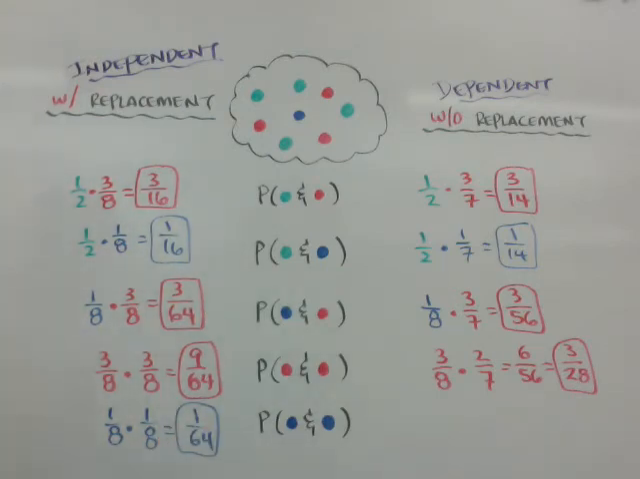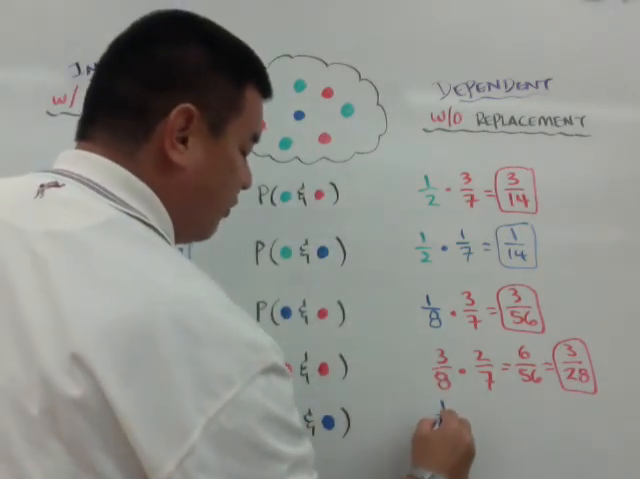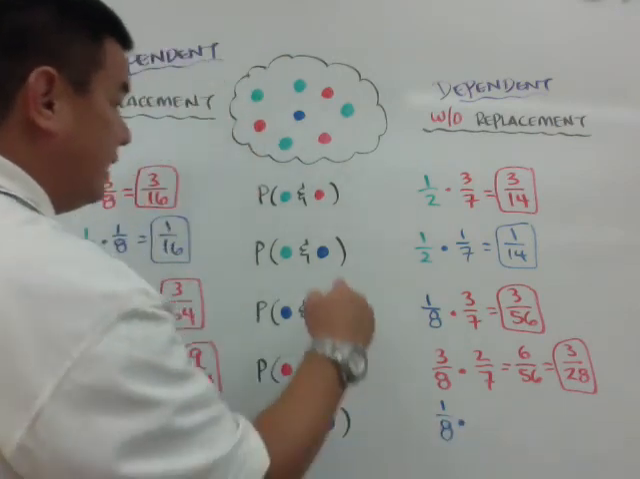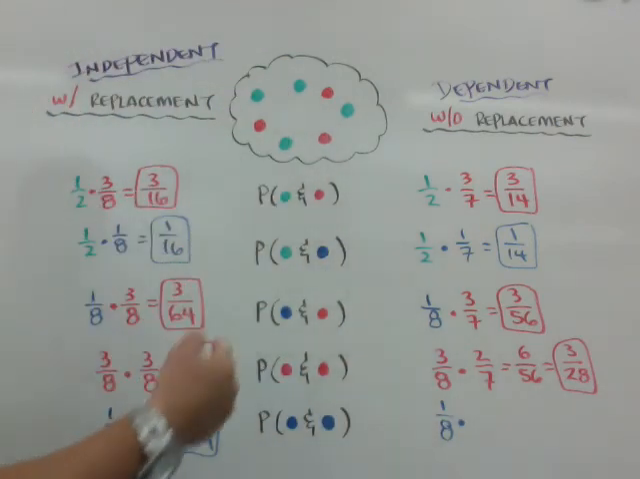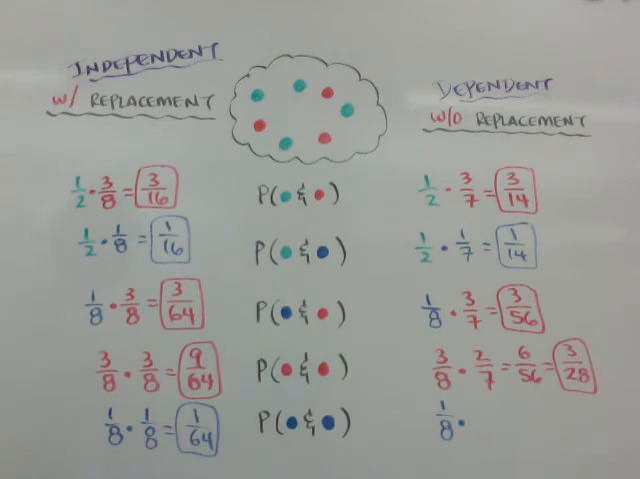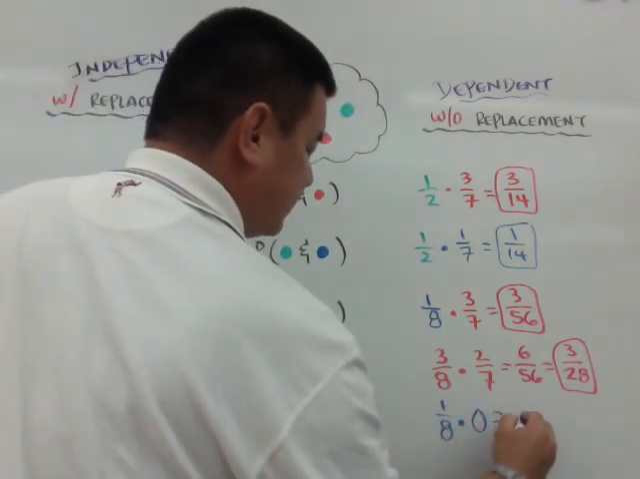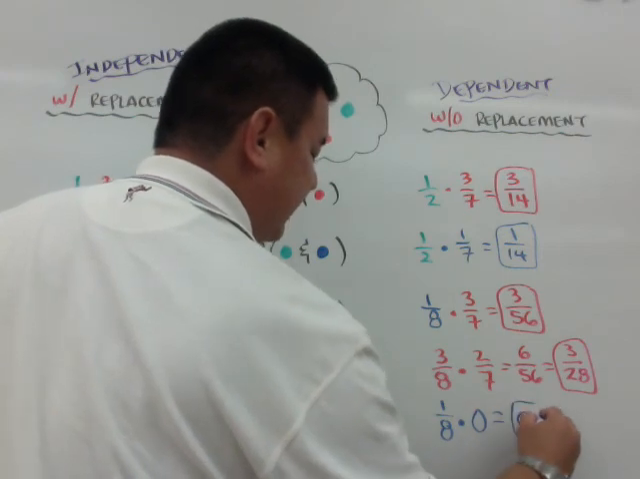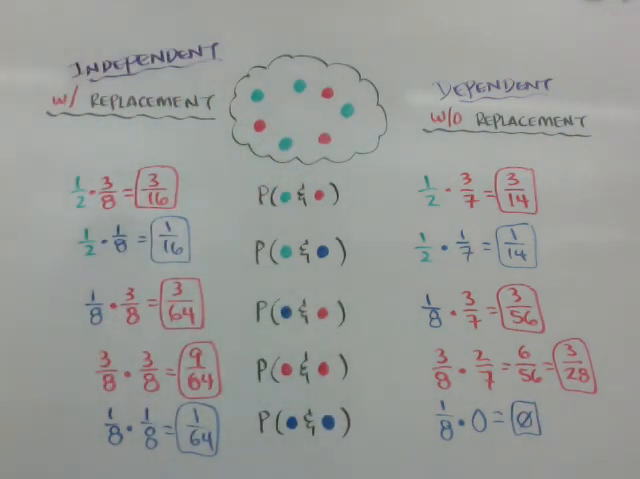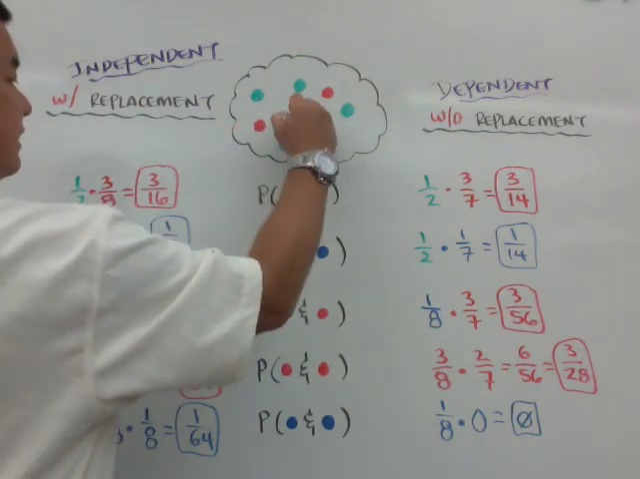Okay. Over here, if you take the blue out, you got 1 out of 8 chance to do it. But if you take it out, on the second one to get a second blue, there is none. So it's times 0. And so there is 0 chance of getting 2 blues, which makes sense because you cannot grab 2 blues out of this if there's only 1 in there.